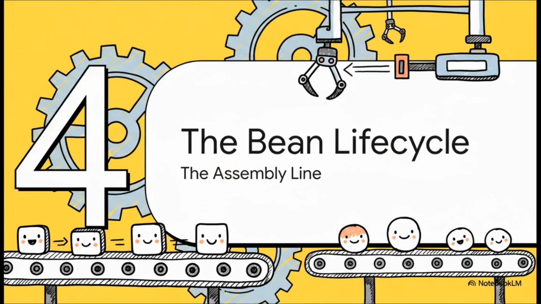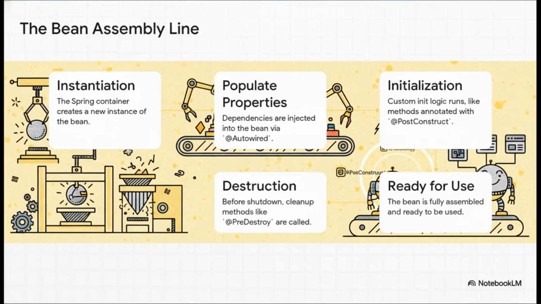Okay, the blueprints are drawn up and ready to go. Now for the exciting part. The bean is heading to the assembly line, where it will actually get built. This is the core Spring Bean Lifecycle in action. Now this assembly line has very specific stations, and the order is crucial.